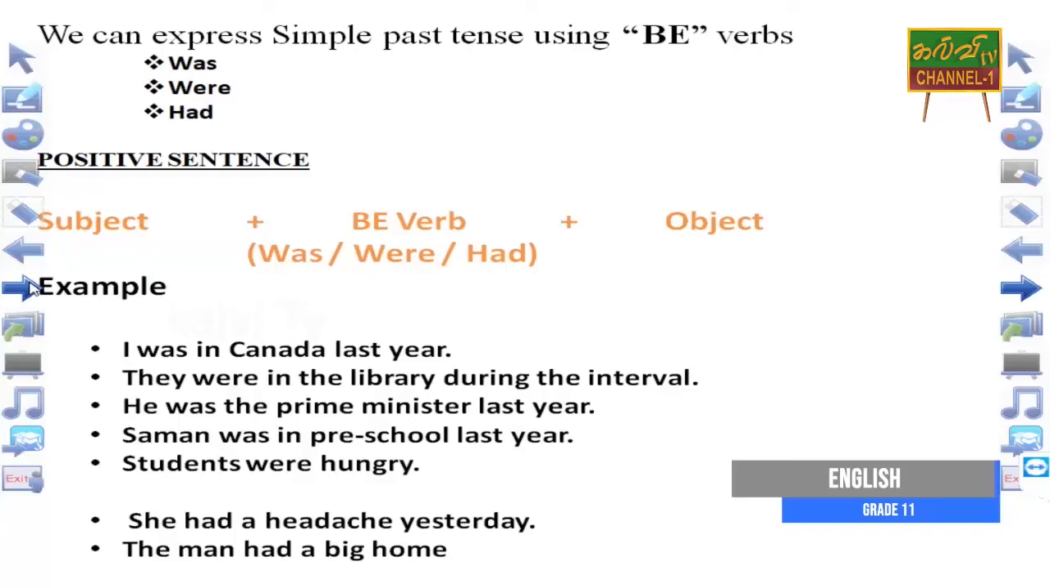Look at me. Here we are using was with I, were with they, was with he, was with someone, were with students. So here I made sentences with pronouns and nouns also. Pronoun I is used with was. Pronoun they used with were. Pronoun he used with was. Noun someone used with was. Noun students used with were. Someone is singular, students are plural. If you want to make a sentence with had, you can make: She had a headache yesterday. The man had a big hole.